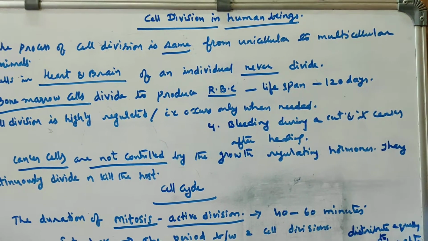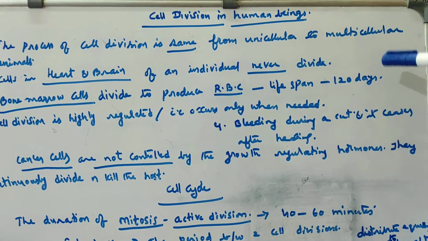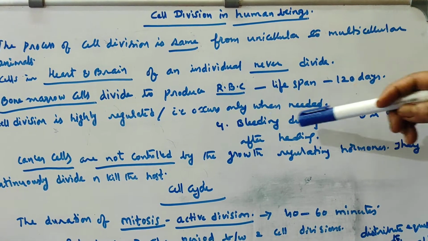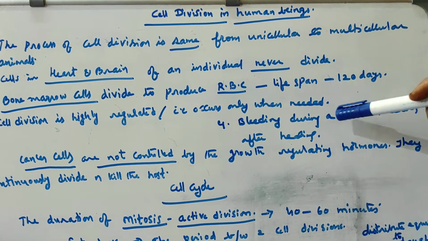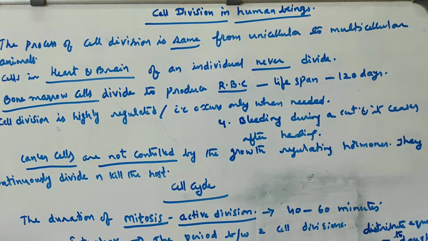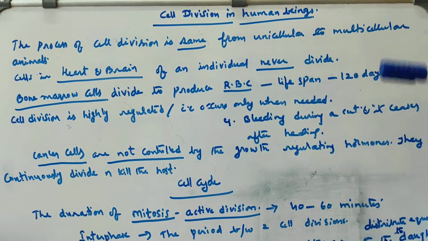Here we can take one example so that you can understand clearly. Bleeding during a cut. If any cut or injury is there, then we get bleeding. But after that, it will be healed. How is this healed? Because of mitosis. Okay. So, if mitosis is not regulated, the number of cells will increase.